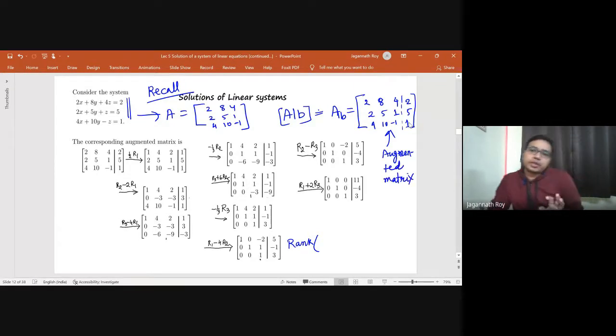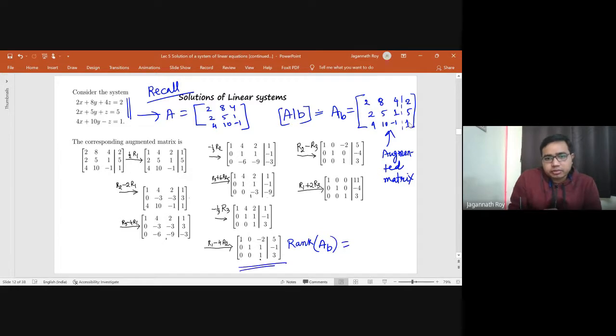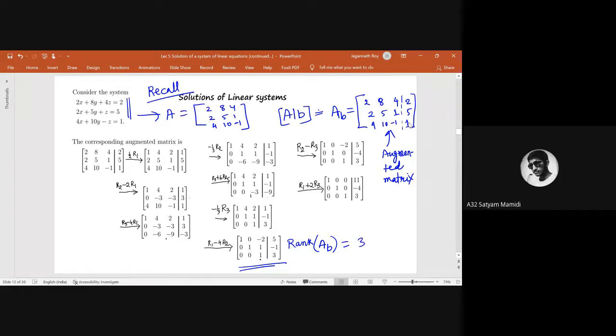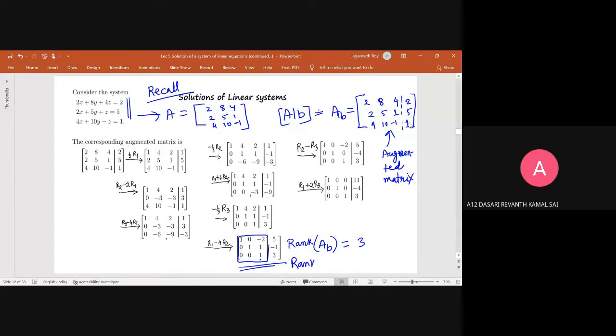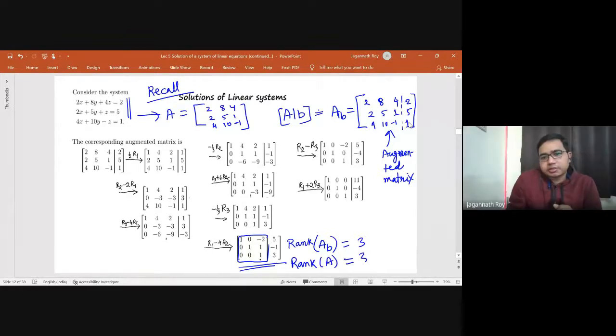So what is augmented? If you find the dictionary meaning, augmented means whatever the given quantity is, you just make it larger. That is what augmentation means. Now, if you think about the augmented matrix, what is the rank of AB? It is in the REF, for example, 3. And how about the rank of A? Only A? Yeah, this is also 3.